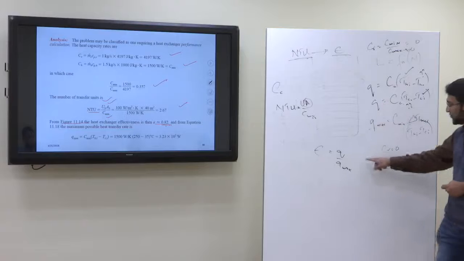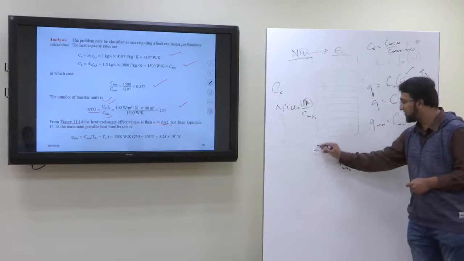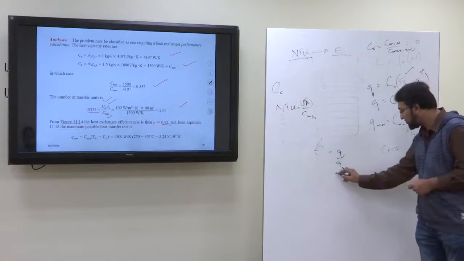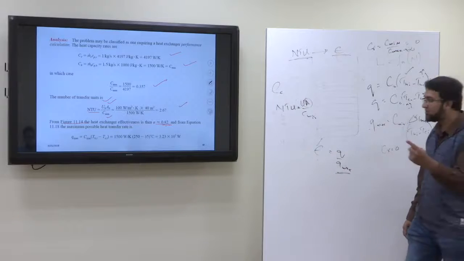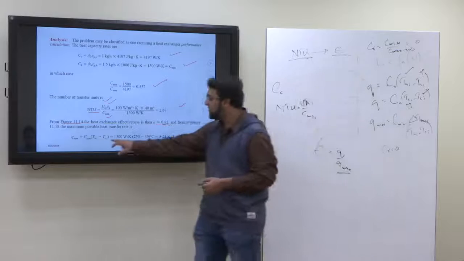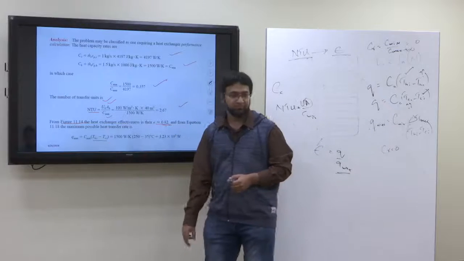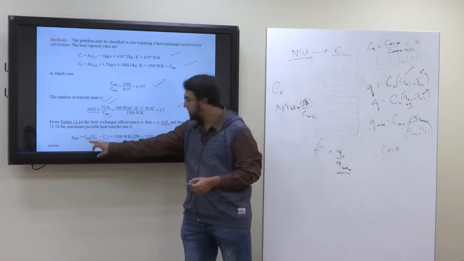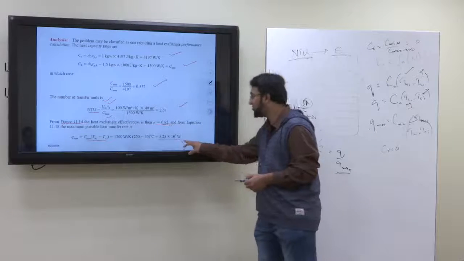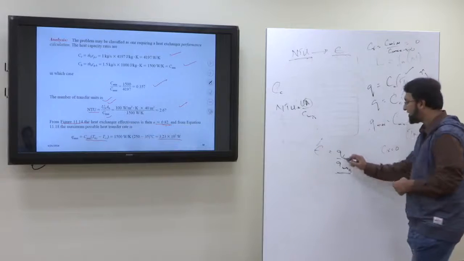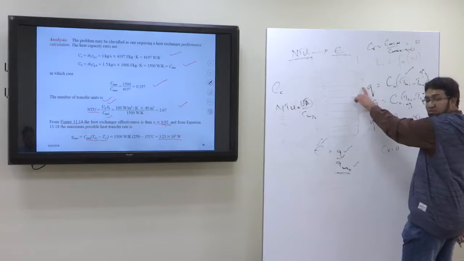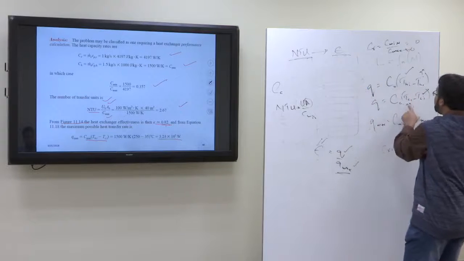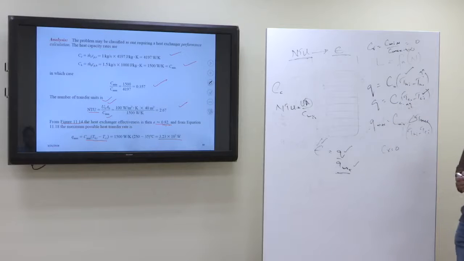For finding Q, now you know effectiveness. Q max. So first you need to find Q max. Q max involves T hot inlet and T cold inlet, both of which you know, and C minimum. So you first find Q max. Once you know Q max and you know effectiveness, you'll find Q. Once you know Q, you substitute in these two equations to find T hot out, T cold out. As simple as that.